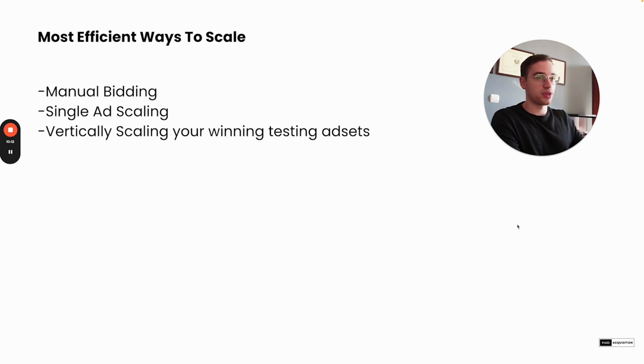The most efficient way to scale, in my opinion, is manual bidding, single ad scaling, and vertically scaling your winning testing ad sets. So what we like to do is when we find one winning ad in phase 2, we're just going to vertically scale it by 20-30% every 2-3 days. So we know that ad group is working, because sometimes when you do bid, it just doesn't get the same performance.